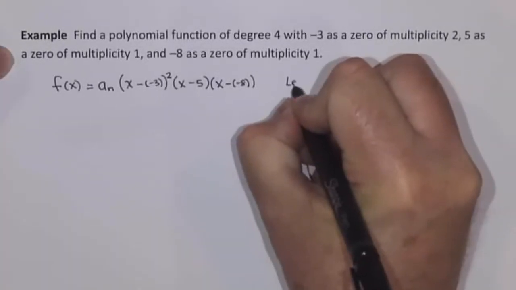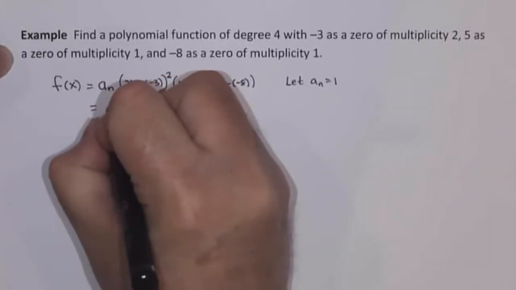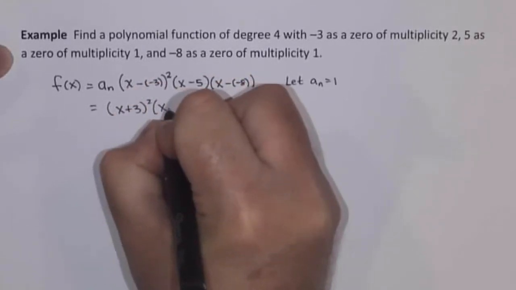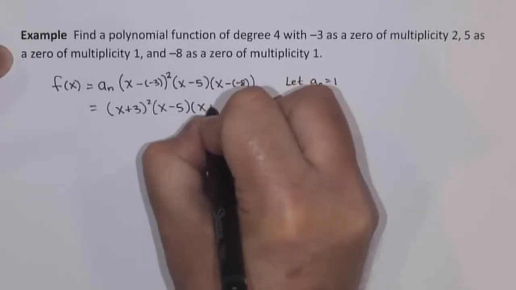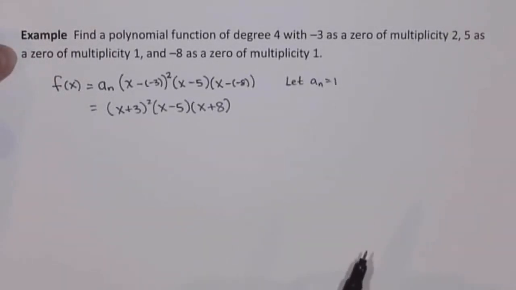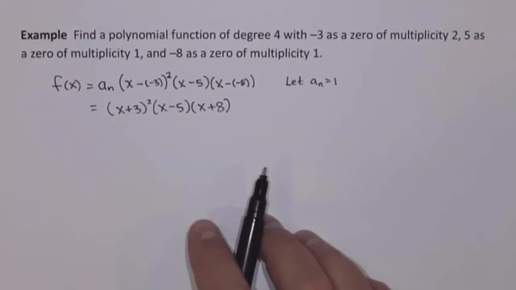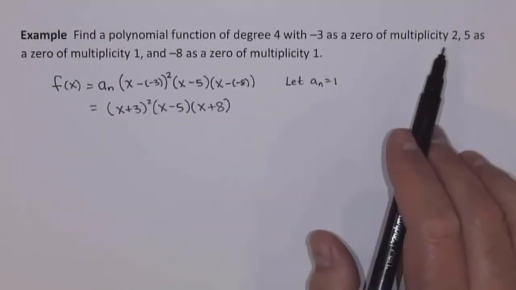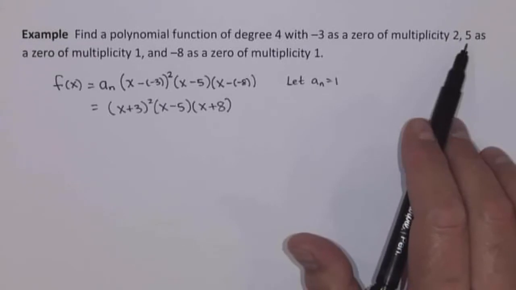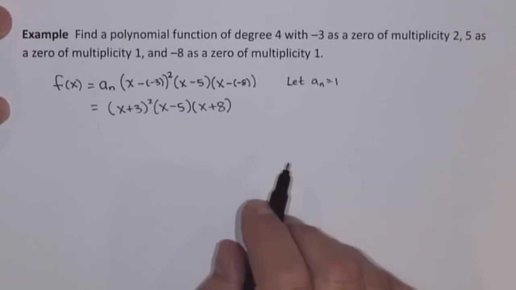Now if we let our constant a sub n just be 1, then we're going to have 1 times x plus 3 squared, because minus negative 3, times x minus 5 times x plus 8. Okay, so cleaning that up. And the truth is, we could have come straight to this if we remember this. So if I multiply this out, this will be my polynomial function of degree 4 that has negative 3 as a 0 of multiplicity 2, 5 as a 0 of multiplicity 1, and negative 8 as a 0 of multiplicity 1. So I'm just going to multiply this all out.